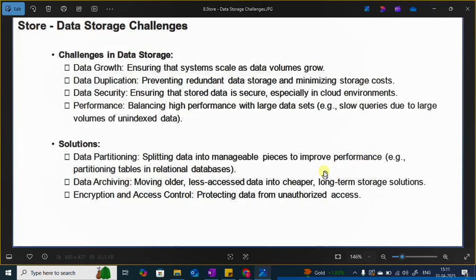Now solutions. Data partitioning, splitting data into manageable pieces to improve performance. Example, partitioning tables in relational databases. Data archiving, moving older, less accessed data into cheaper, long-term storage solutions. Encryption and access control, protecting data from unauthorized access and altogether. These are the different challenges that we face: data growth, data duplication, data security, and performance. As part of the solution, for data growth and duplication we are using data partitioning and data archiving, and for data security and performance, encryption also we can use.